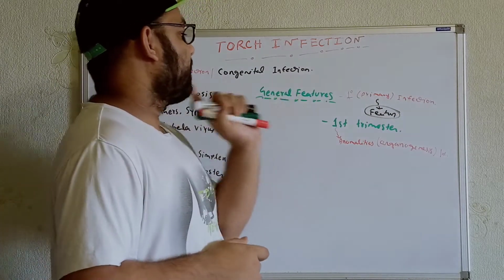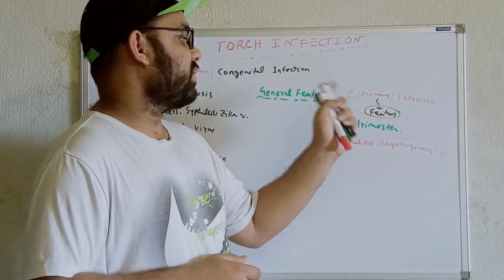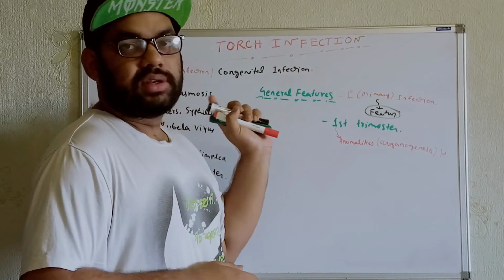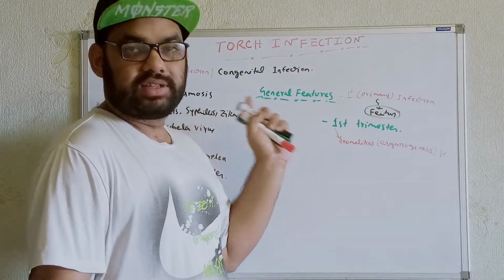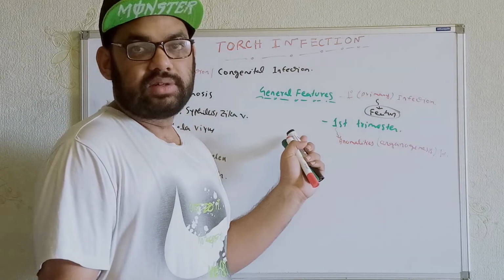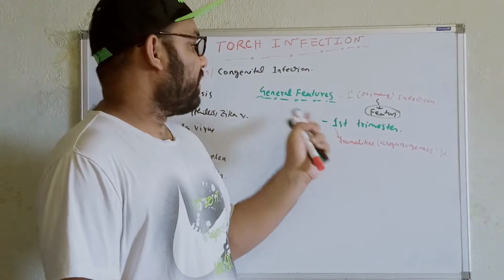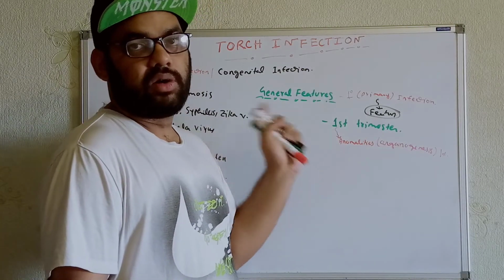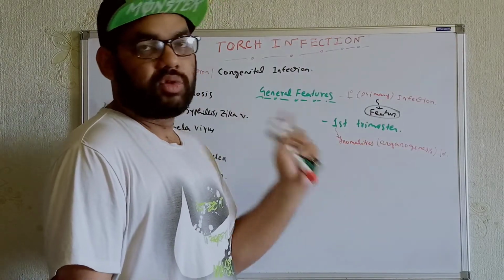Let me repeat once again: it is a primary infection. The mother will be infected first, then it will transfer from the mother to the fetus. Most TORCH infections go into the intrauterine cavity in the first trimester, and since most organogenesis occurs then, there is a chance of organ anomalies. The organogenesis will not develop properly.